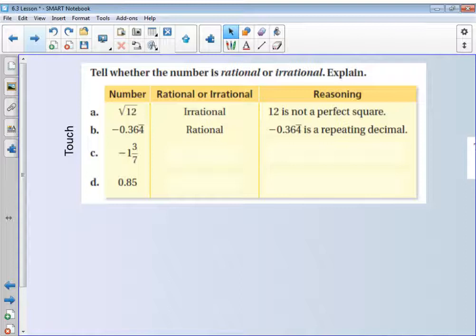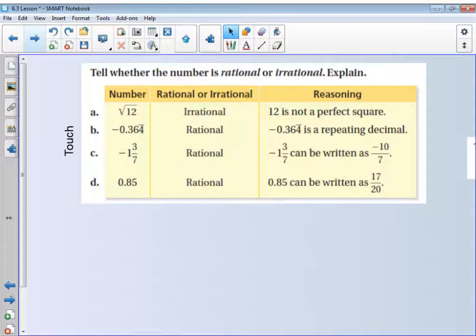Okay, the next one, we've got -1 3/7. So we have a mixed number. Remember, any number that can be written out as a fraction, which is a ratio, is considered rational. So this would be considered a rational number, and that's because it is written as a mixed number. It can be written out as an improper fraction of -10/7. Okay, so we'll do this next one together, and then I'll pull another one out. So 0.85, it terminates, it ends. That would be considered rational. Why? Because it's a terminating number or a number that ends. It could also be written out as 17/20, which is the ratio form of 0.85.